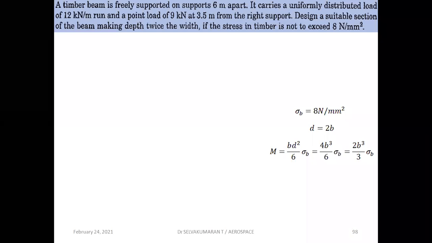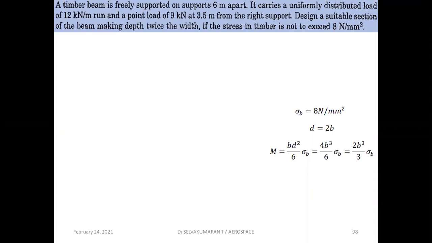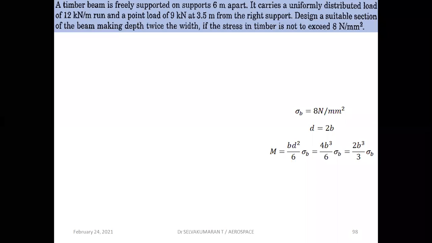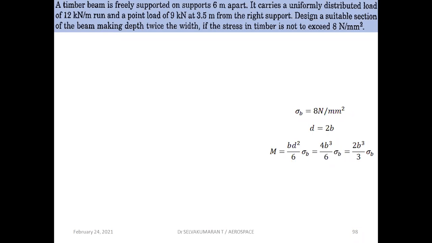So here a timber beam is freely supported on supports 6 meter apart. It carries a UDL of 12 kilonewton per meter run and a point load of 9 kilonewton at 3.5 meter from the right support. Design a suitable section of the beam, making depth twice the width, if the stress in timber is not to exceed 8 Newton per millimeter square.